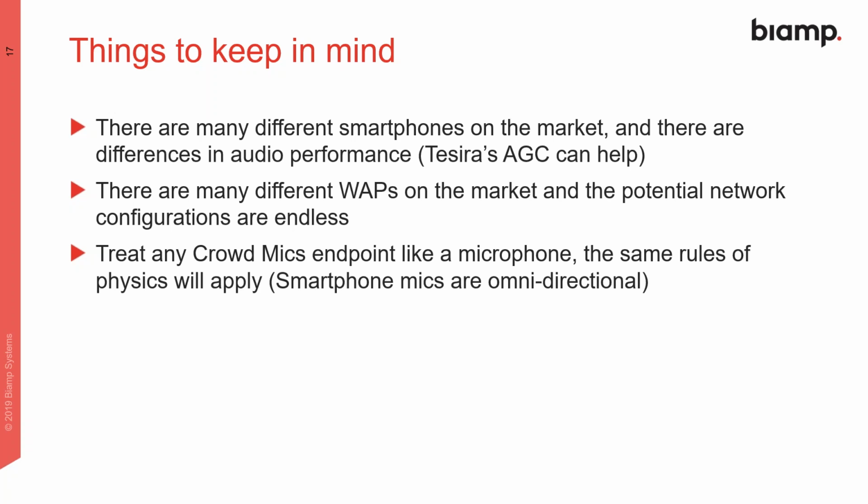You can add signal limiting. You can again add AGC to reduce the volume of very loud microphones. So that's something that can be tested beforehand, making sure that nothing happens throughout the event. Again, something to keep in mind, especially that smartphone mics are omnidirectional. Good preparation is key to any event here.